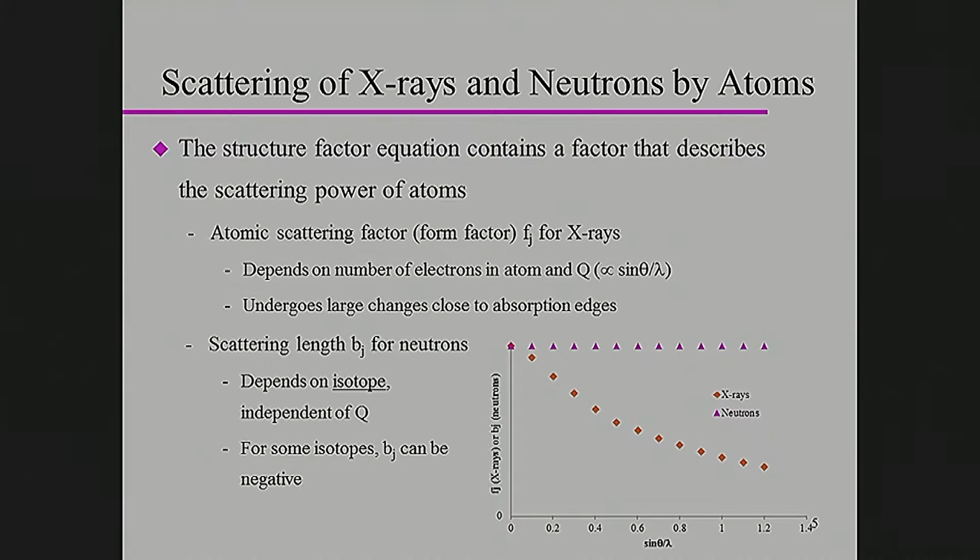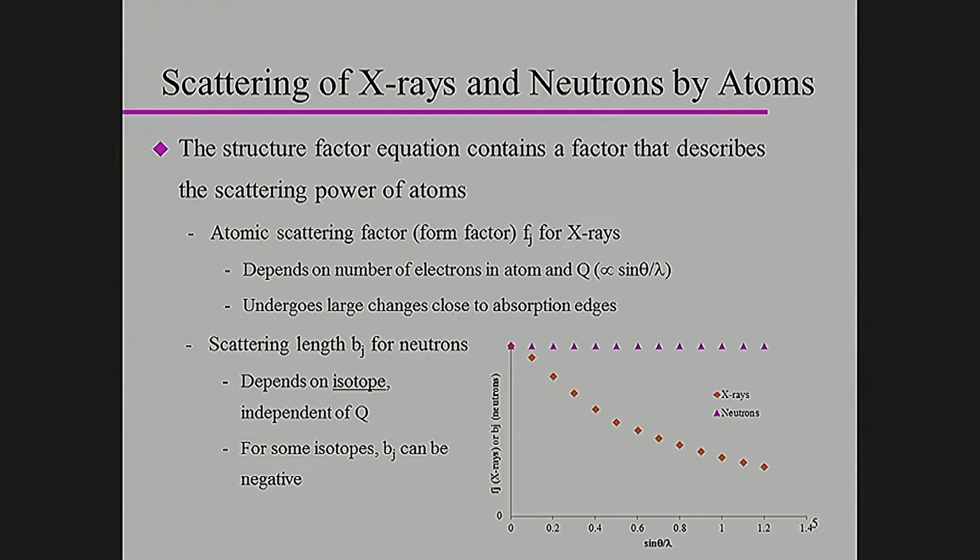Now, just a brief reminder, we are talking about both X-rays and neutrons in this school, which is something fairly unique because many times people only talk about one of those types of radiations to you. The structure factor equation on that last slide did contain a factor that describes the scattering power of the atoms, and that will be very different depending on whether you use X-rays or neutrons.